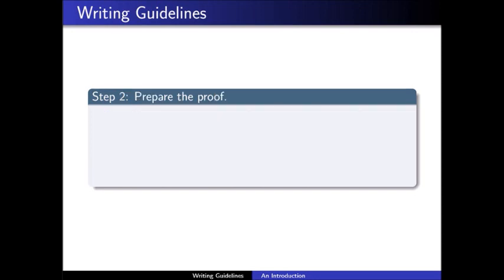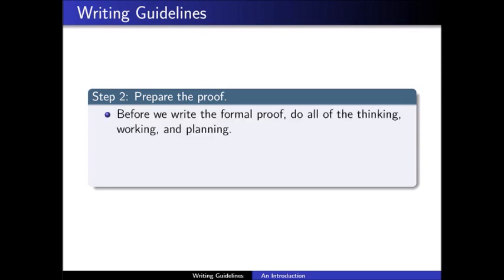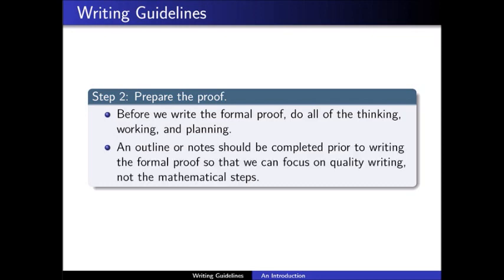The second step is to prepare the proof and do some mathematics. Once we are fairly confident that a statement is true or false, we must prove our claim. Before we can write a formal proof, we need to do all of the thinking, all of the working, and all of the planning, and do the mathematics that is required to prove the problem. An outline or some notes should be completed prior to writing the formal proof so that we can focus on quality writing when the time comes and not be focusing on the mathematical steps. We want to know the mathematical steps before we ever start writing down a formal proof.